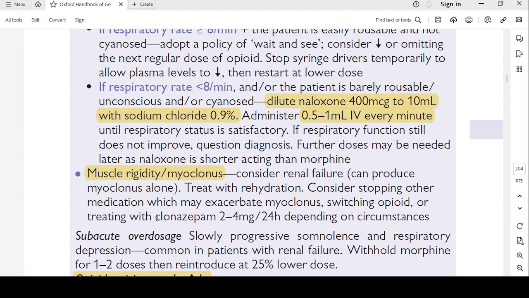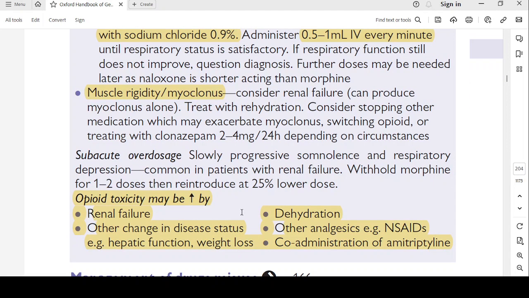So at the end of the day, if you are not able to find out what is the cause, you can treat the myoclonus with clonazepam 2 to 4 milligrams per 24 hours depending on the circumstances. That means how much disability it is causing.